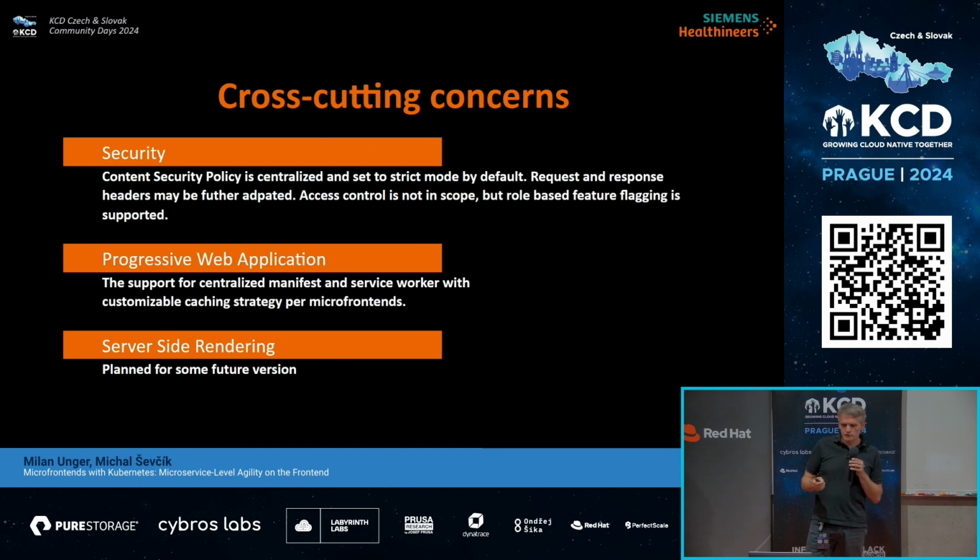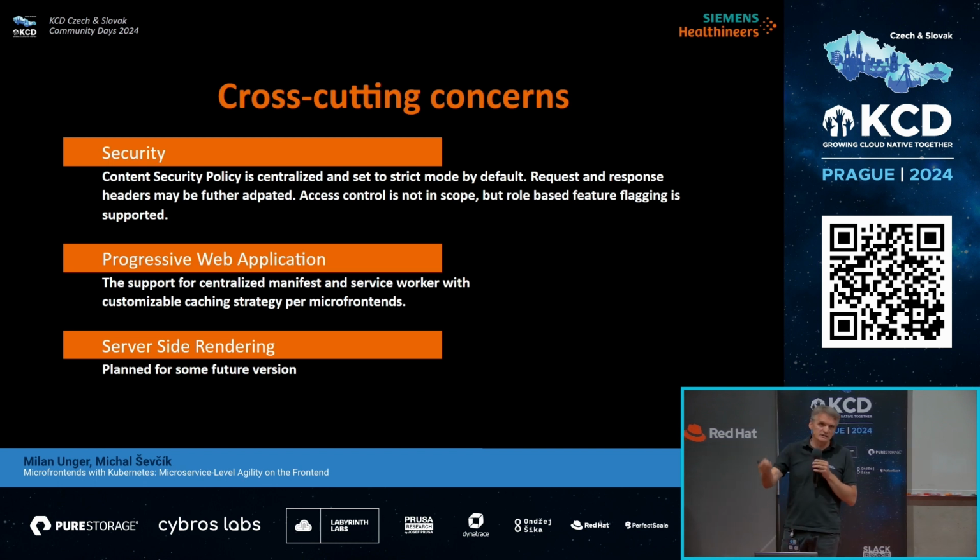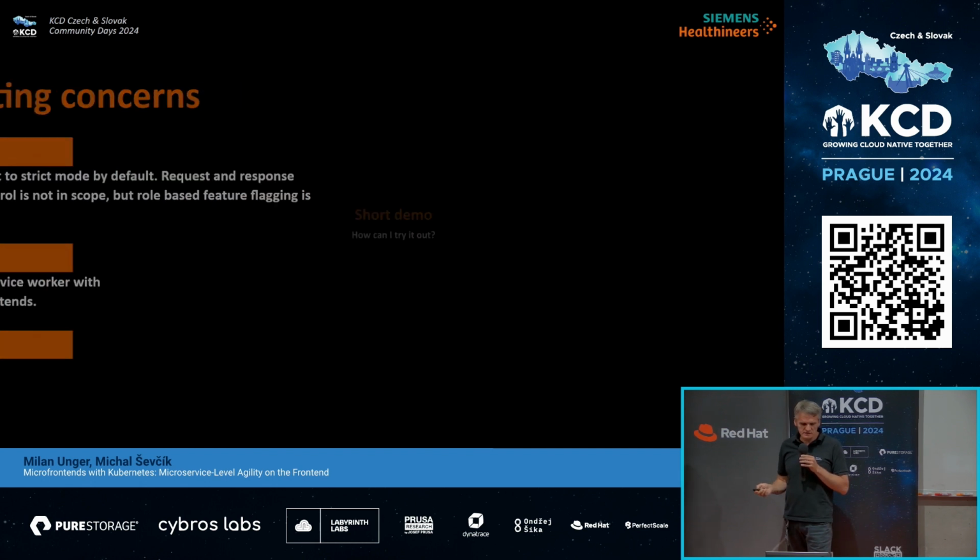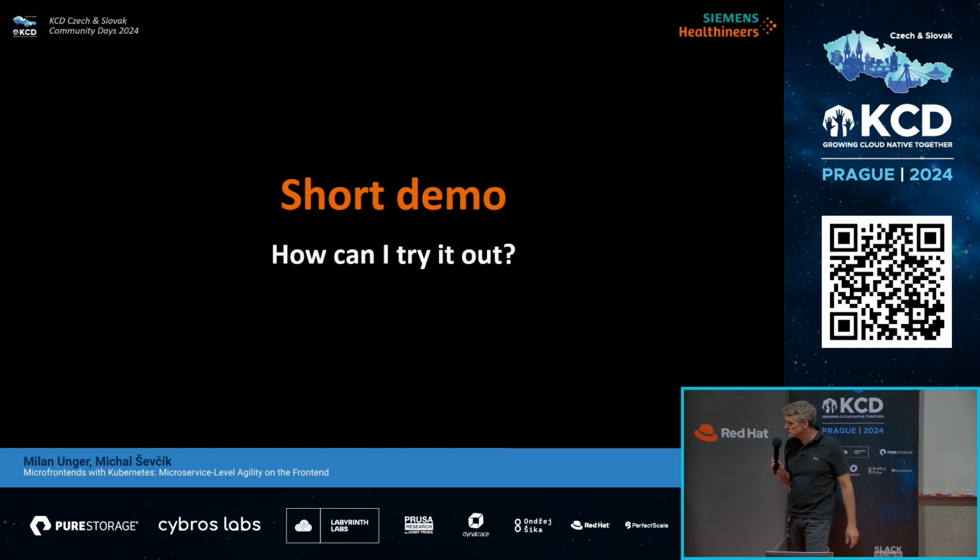We also have built-in support for progressive web applications. You can configure the caching strategy centrally for the whole microfrontend site, or you can have specific rules for each microfrontend. In this case, you can also get some offline work with your microfrontend sites. And what we plan, we don't have it implemented yet, but we plan for server-side rendering. So we would like to have centralized server-side rendering, which will also offload the teams from creating their own server-side rendering solutions. So Michal now shows a short demo.